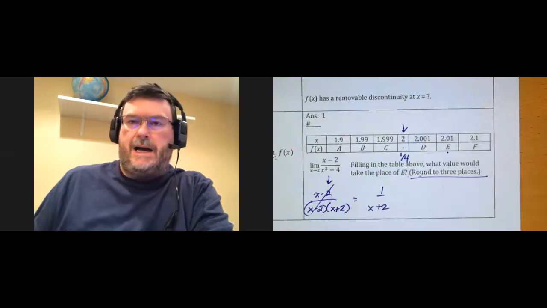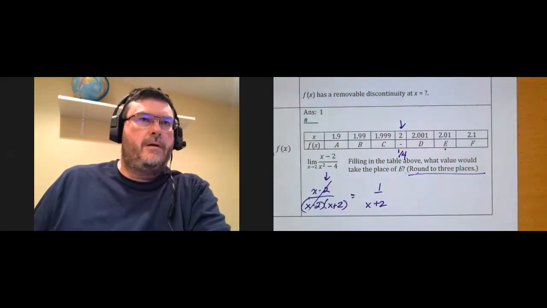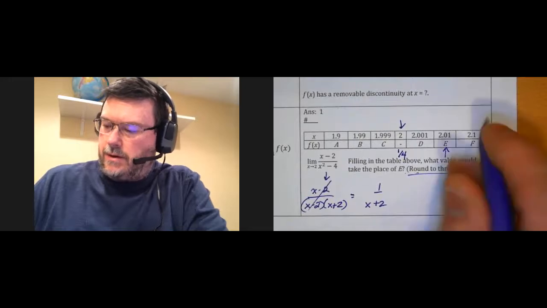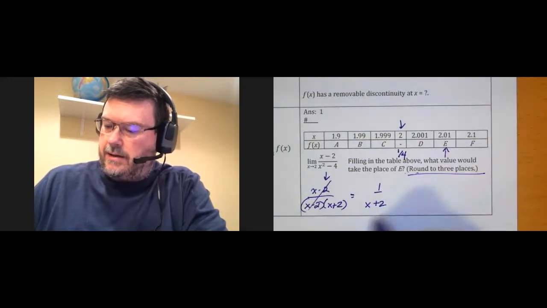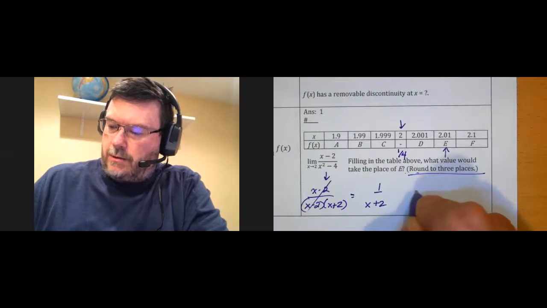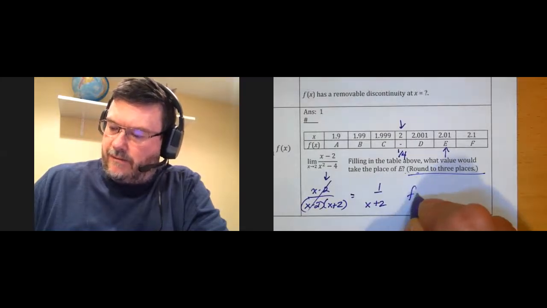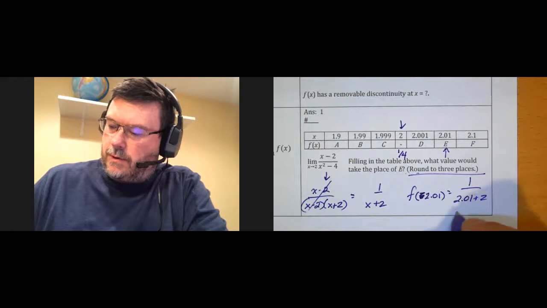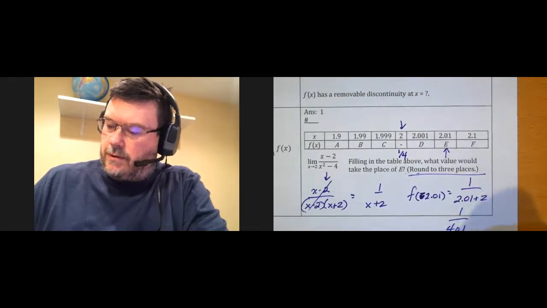I don't want the 1/4. I want the value that E would be. So what we're going to look at is we're going to plug in that case, the 2.01. So we're going to look at f of 2.01, which is going to be 1 over 2.01 plus 2, which is 1 over 4.01.